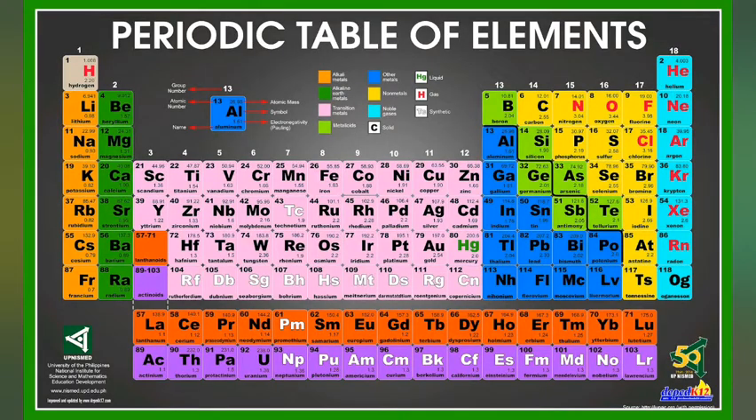So this is the modern periodic table, which was designed by H.J. Moseley, and today this is the periodic table we are using. Now let us find out how to find the particular element for a group and period.